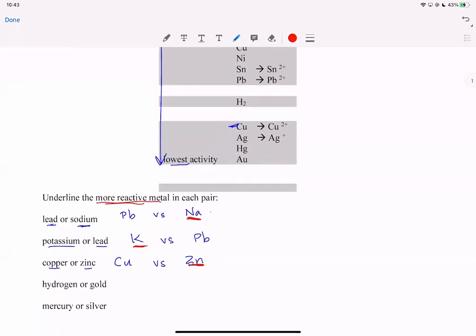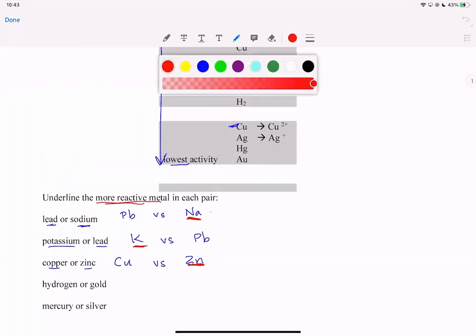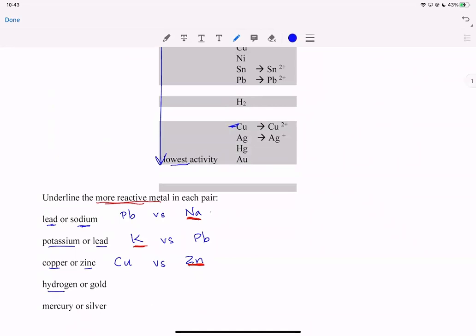Okay. And then hydrogen or gold. So hydrogen is the element symbol H. And you'll find that hydrogen is listed on this activity series as H2. So this is hydrogen. And why is it written as H2 instead of H?